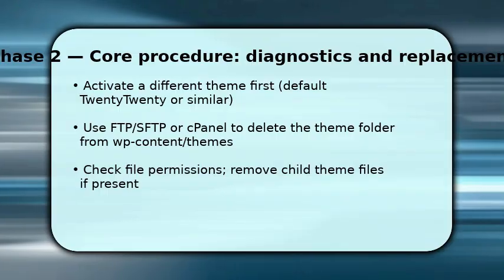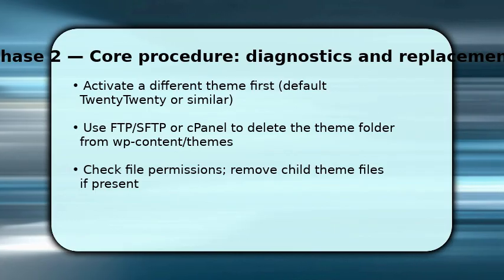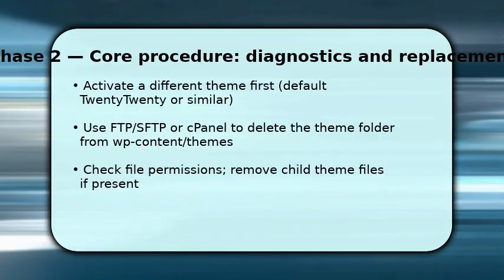Then connect via FTP/SFTP or cPanel and navigate to WP content/themes. Locate and delete the theme folder. This removes all theme files. Make sure to also remove any child theme folders and related uploads inside the theme folder.